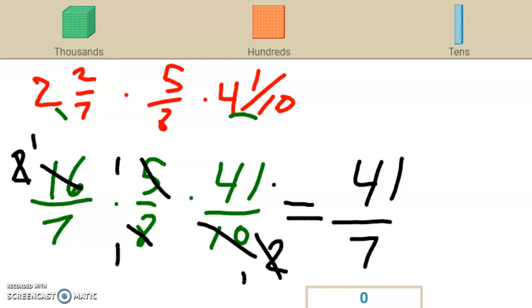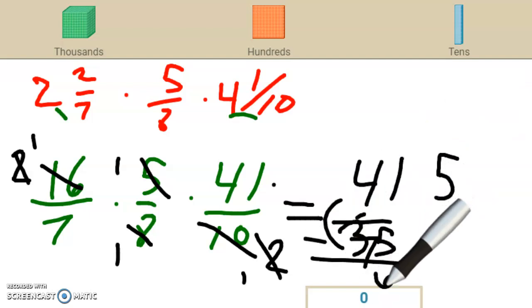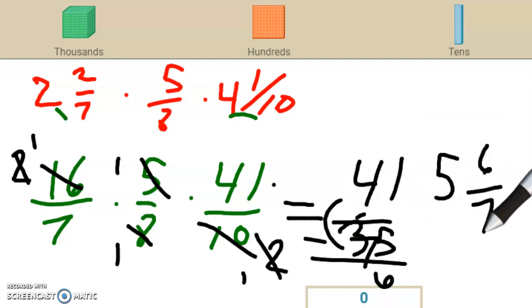So I need to simplify it. I need to see how many times 7 goes into 41. It's going to go 5 times, which would give me 35, because 5 times 7 is 35. And what's left over is going to be 6/7. So my answer to this problem would be 5 and 6/7.